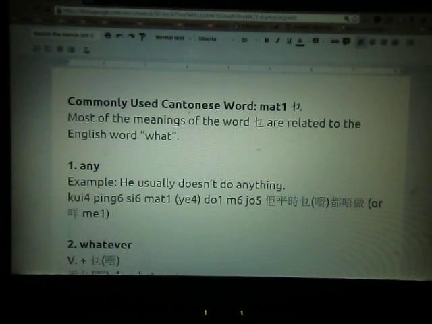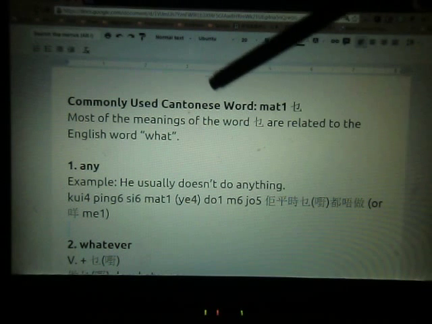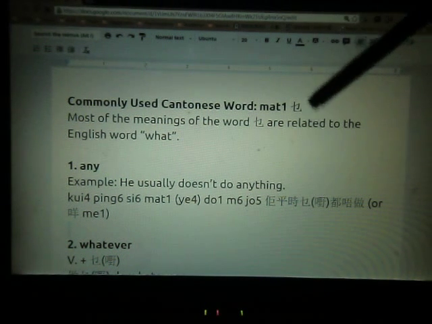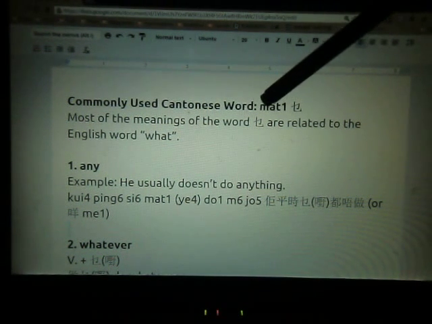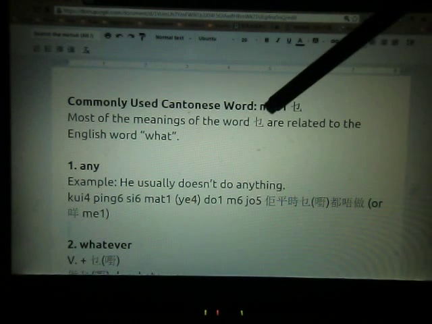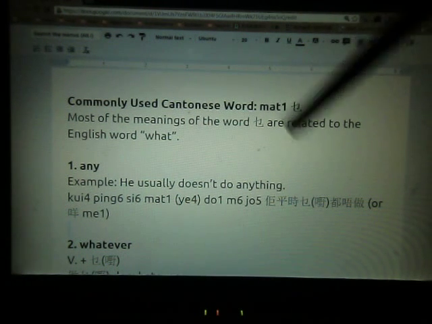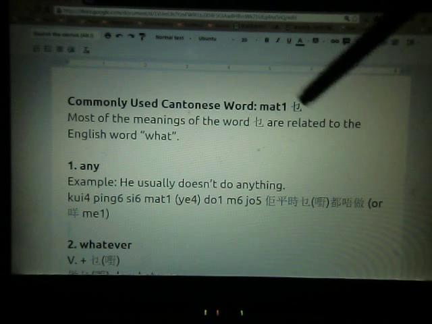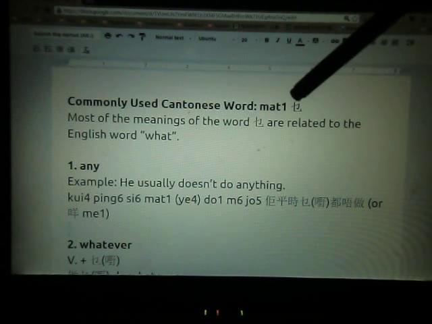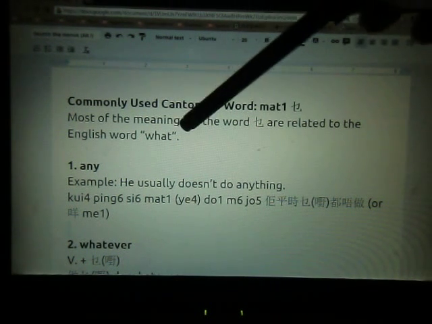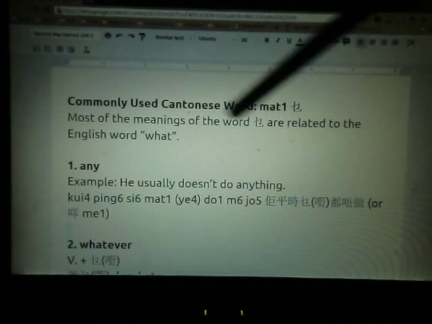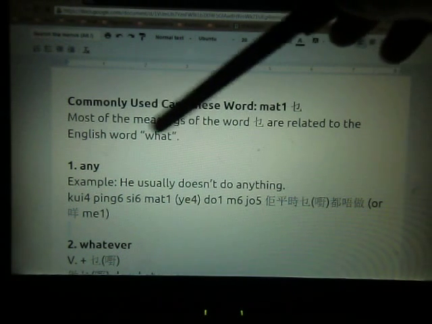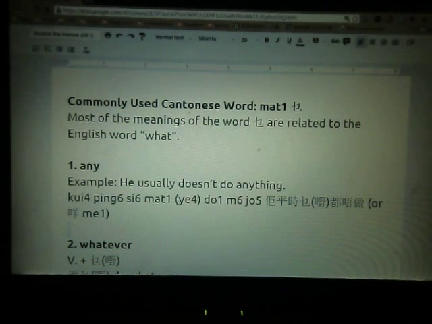Today I'm going to talk about another commonly used Cantonese word, namely 乜, M-A-T, mud. It's the first tone. So whenever you think about the word mud, always try to relate it to the English word what, because mud somehow has some meaning related to the word what in English. The first meaning of mud is any.